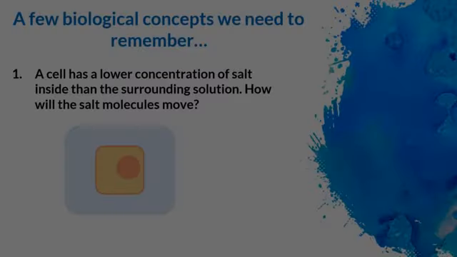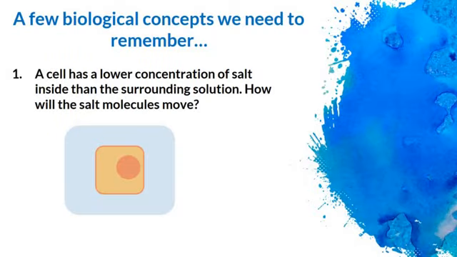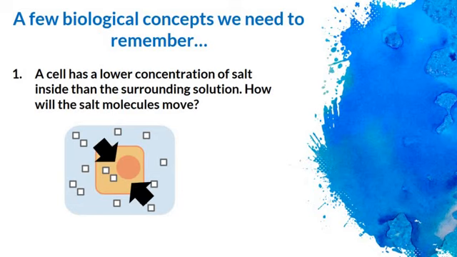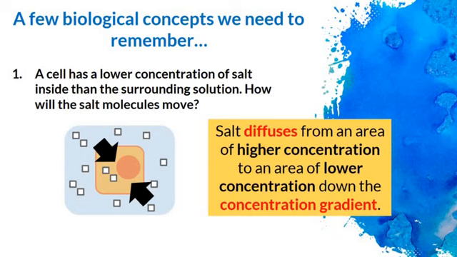Shall we look through our answers? In the first one, we can picture our cell in its solution. Our question states that there's a lower concentration of salt inside it, and there's a higher concentration of salt outside it. So clearly, the salt is going to move from an area of higher concentration to an area of lower concentration, down the concentration gradient.